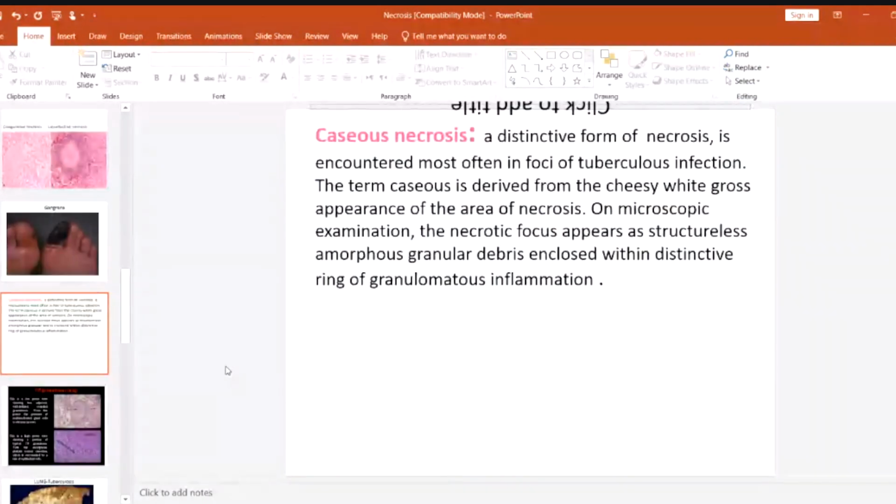Okay, so now we understand that liquefactive necrosis, if it is seen not in the brain or in the central nervous system, the cause is bacterial and fungal infection. While if we see liquefactive necrosis in the brain or CNS, we immediately think that this is ischemia and hypoxia. And we talked about gangrenous necrosis. Students, any question regarding our first part of the lecture?